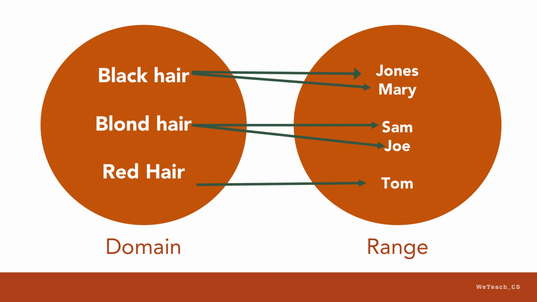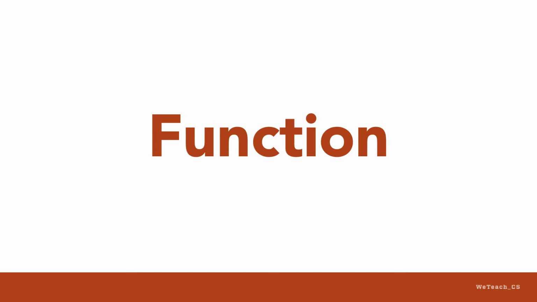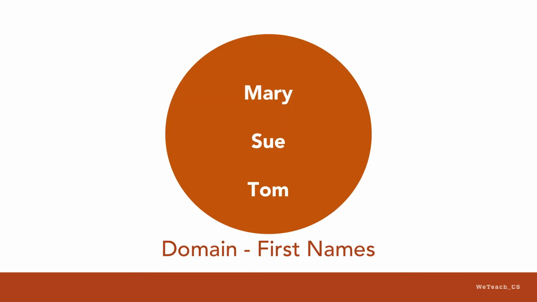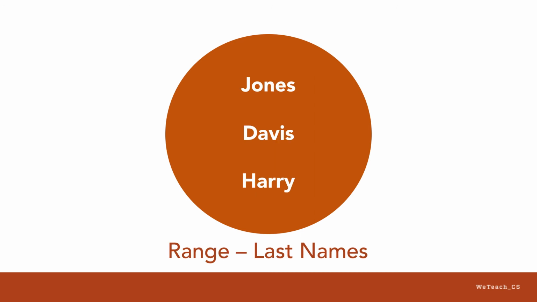You will notice in this example, any given hair color in the domain set can be mapped to any number of people in the range set. A function, on the other hand, is a correspondence between two sets, the domain set and the range set, such that each element of the domain has one and only one mapping to the elements in the range. Here, the domain set contains a set of first names, and the range set a set of last names.